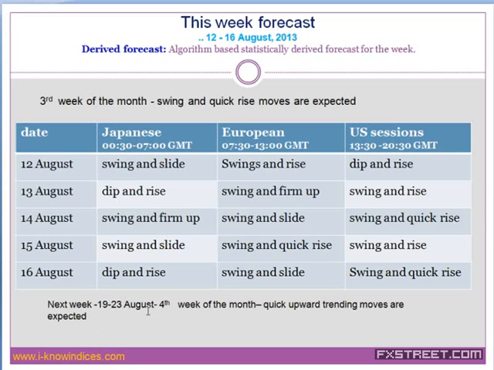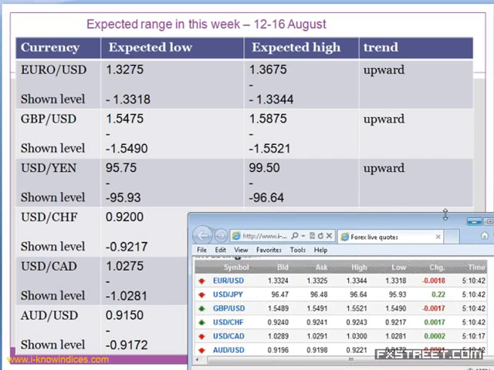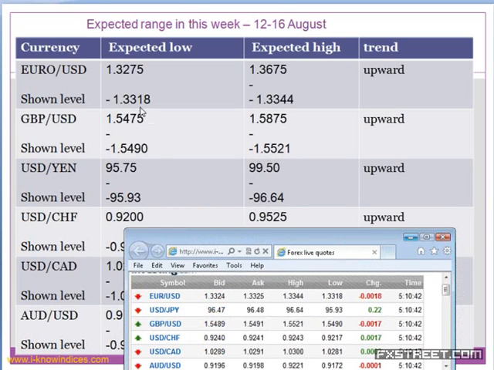Then next week, 19th to 23rd of August, that will be the fourth week. And you know that they will make more quick upward moves during that particular time frame, and you will come across more new highs happening in the case of Euro and GBP, USD CHF, USD Yen, etc. Now coming to the levels at which these currencies could trade, let me use the live market code page for you to make a comparison.